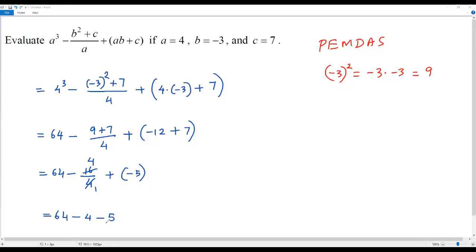Okay, here we have two subtractions. We can do one by one. So when I do the first subtraction, that is 64, negative 4, it will become 60, negative 5. Now, if I subtract 5 from 60, I'll be getting 55. So the value of the given expression is 55.